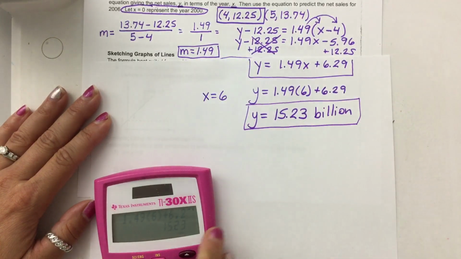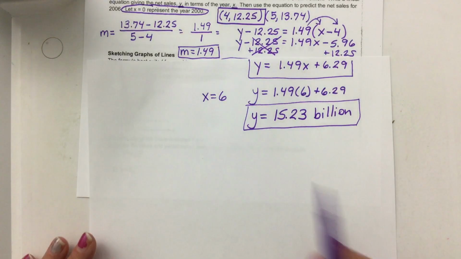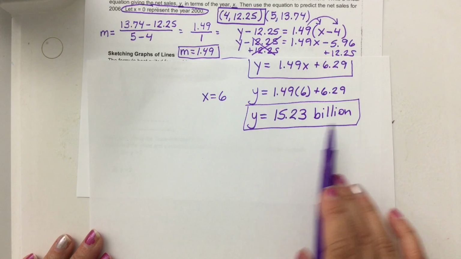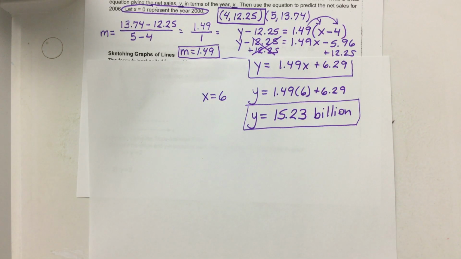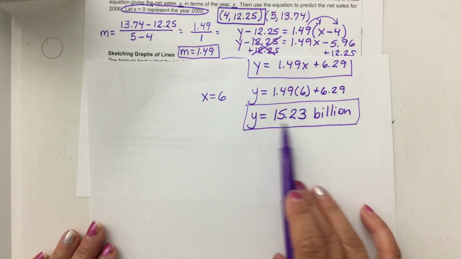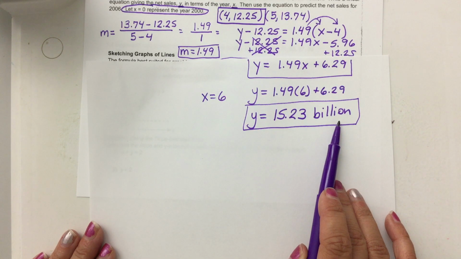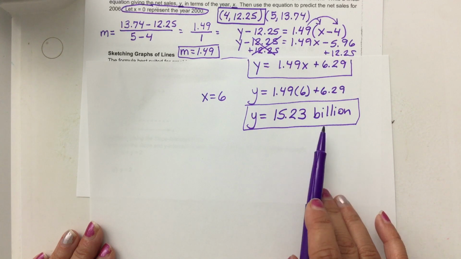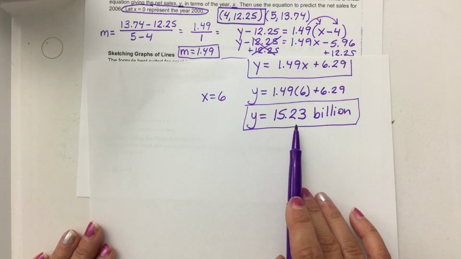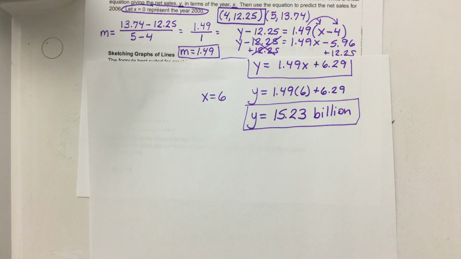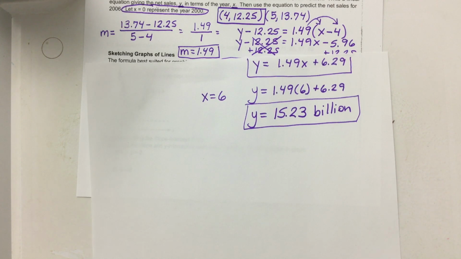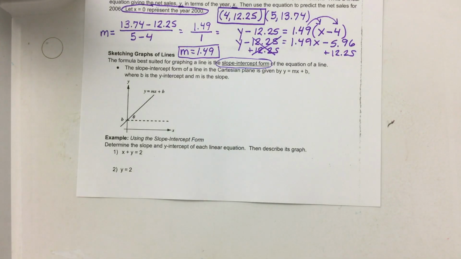And the cool thing is business owners do this all the time. They make predictions because now they know, well, in the year 2006, we can predict that this is what our net sales will be. So this will let them know how many employees can they afford. Can they afford to maybe build another warehouse? These numbers are really, really important if you are a business owner. So when in real life do you actually have to know this stuff? Hey, if you own Nike, you better know how to find the slope of a line so you can make some predictions. Okay, let's move on to the next idea.